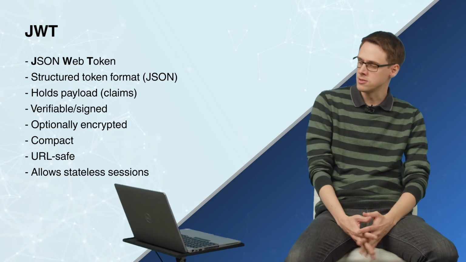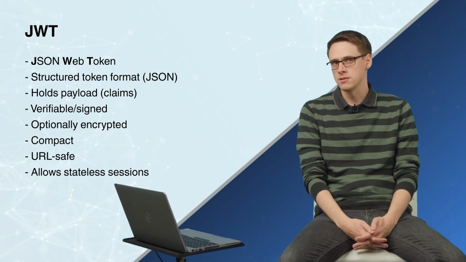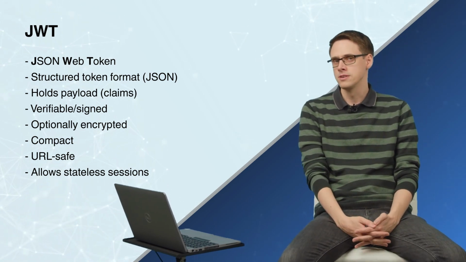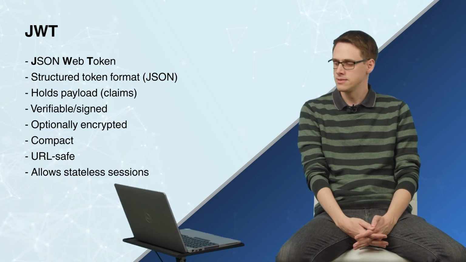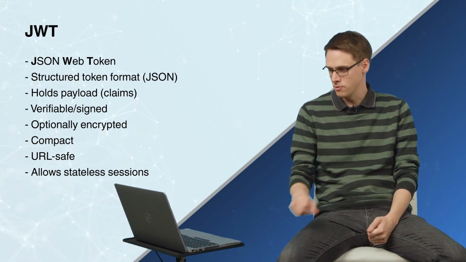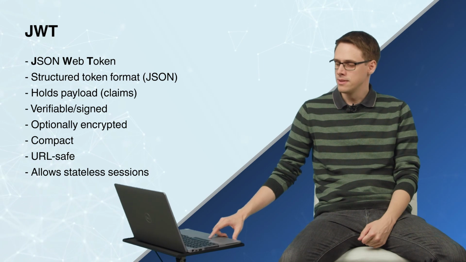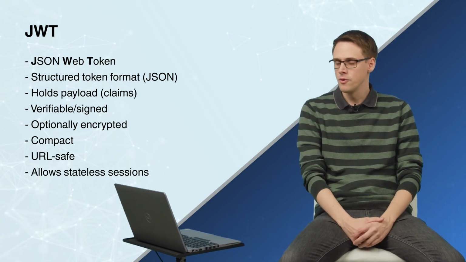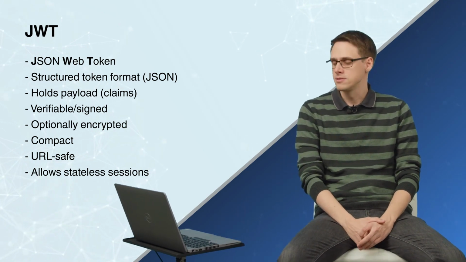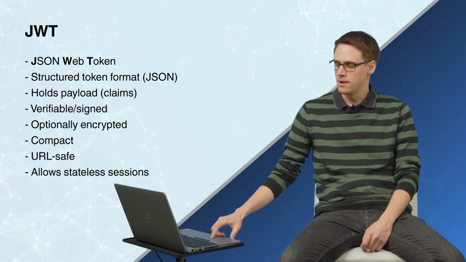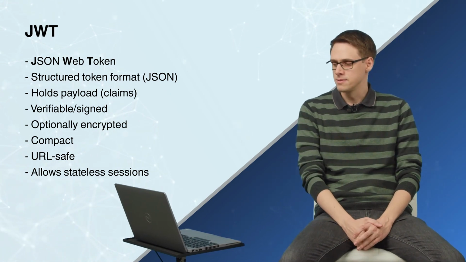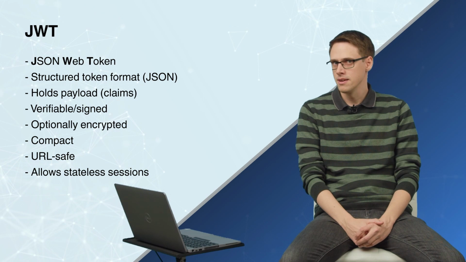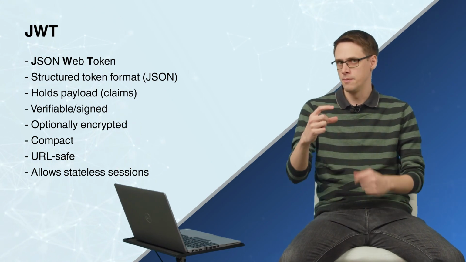All right, so what is a JWT? It's a structured token format, and it's using JSON format. Everything there is encoded in JSON format, and within that JSON there are 3 parts. I'll show a picture of an example later. There's a payload part, and inside this payload part there are claims.